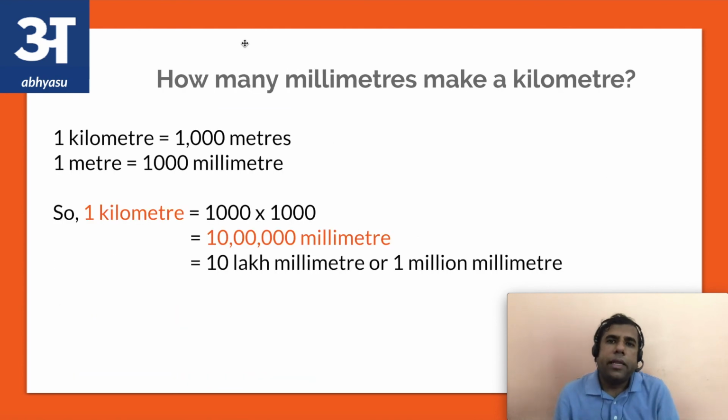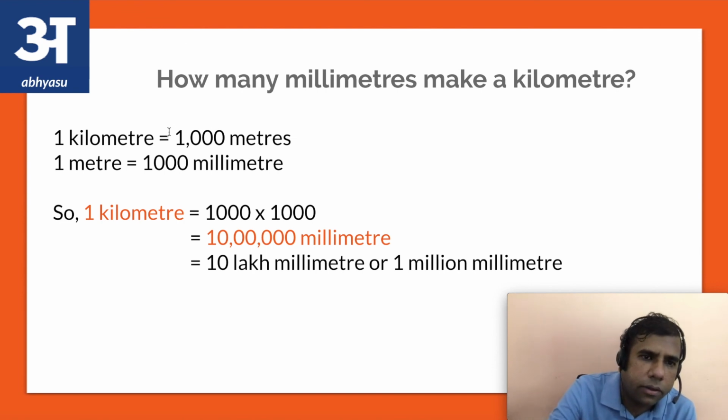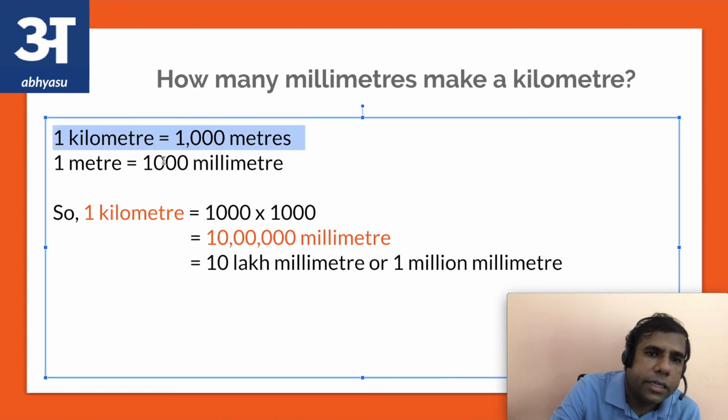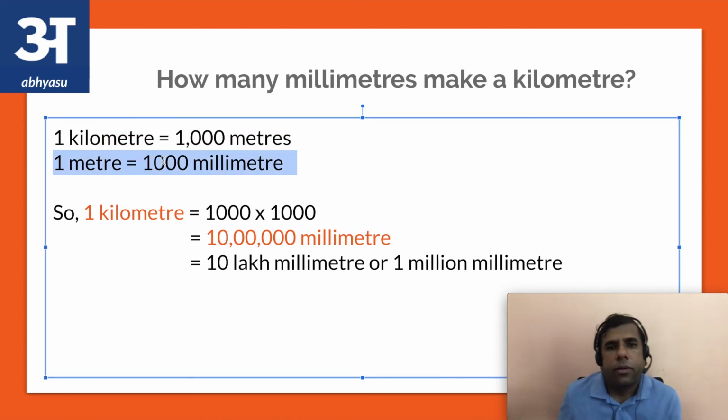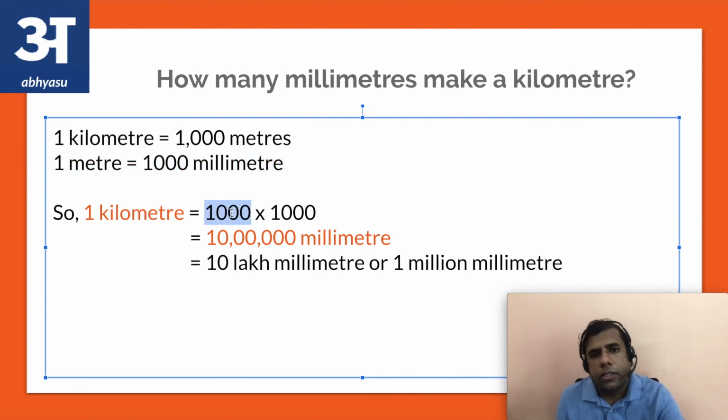So how many millimeters make a kilometer? Again, kilo means 1000 meters, 1000 millimeters make 1 meter, right? So 1 kilometer is 1000 meter, while 1 meter itself is 1000 millimeter. So in order to get what is 1 kilometer, we have to multiply the two, right? 1000 meters into each meter is 1000 millimeter.